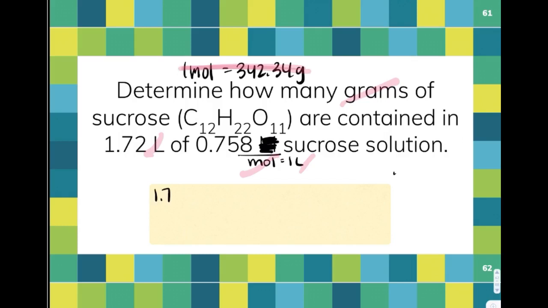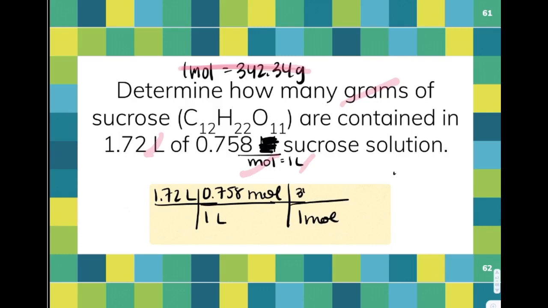So we'll say 1.72 liters. For molarity, the 1 liter goes on the bottom, and the number of moles is going to go on top here. So now that I have the 1 mole in my molar mass, my 342.34 grams on top, I can cancel all of this out and do a quick little math to get an answer here. I'm going to get 446 grams of sucrose in that amount of that molarity.